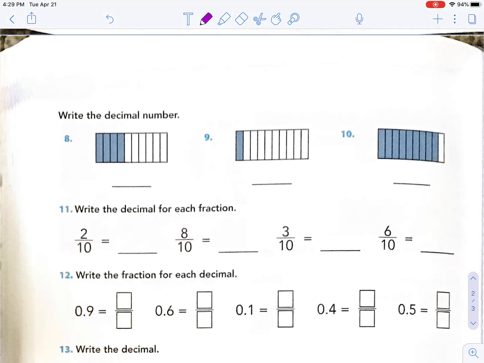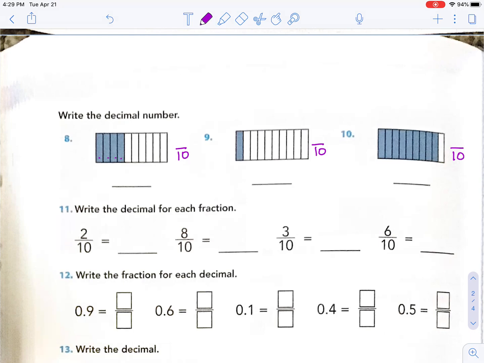Here we go. Write the decimal number. So they just took out that other step, boys and girls. But if we know that these are out of 10, and I'm just going to tell you they're out of 10 right now, I'm going to put the fraction on the side just because I know these are all out of tenths. I've already counted. Now let's double check to see how many we have.